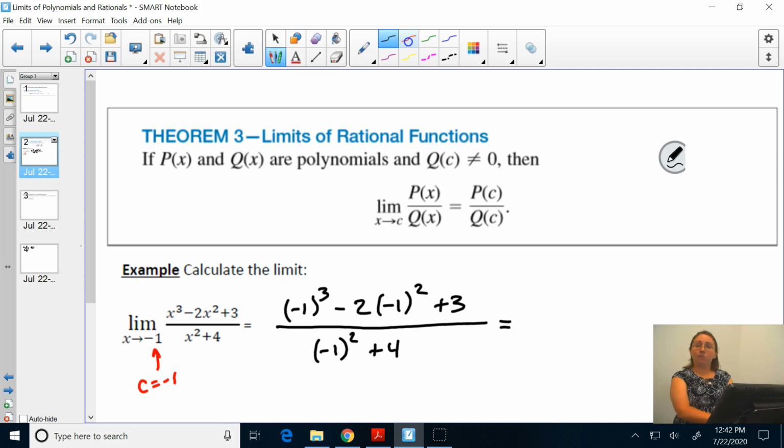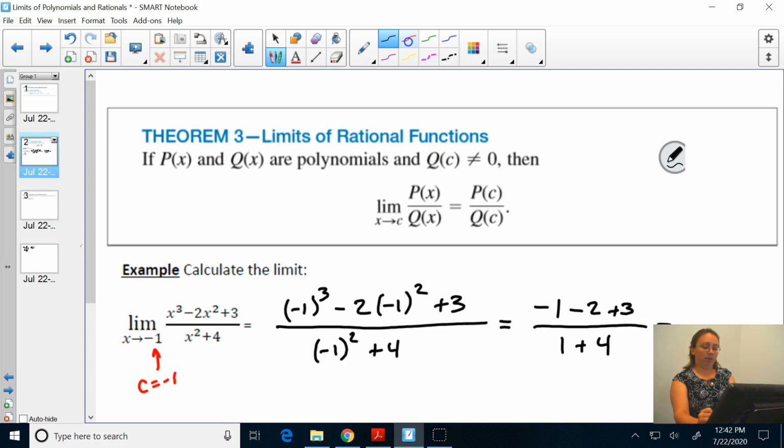Remember, -1 cubed, if you take a negative to an odd power, it's still going to be negative. 1 cubed, well, that's just 1. Minus 2, and then -1 squared. What happens when we square a negative? It's a positive 1. A positive 1, though, doesn't change the 2, so we're just going to leave the 2. Plus 3. All over, on the bottom, -1 squared, positive 1, plus the 4.